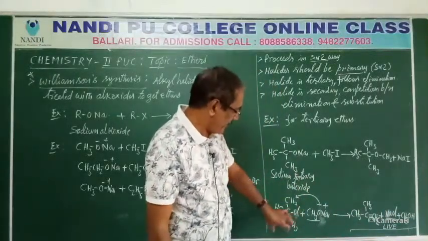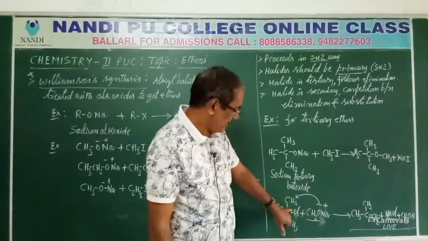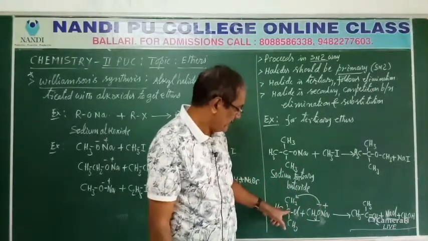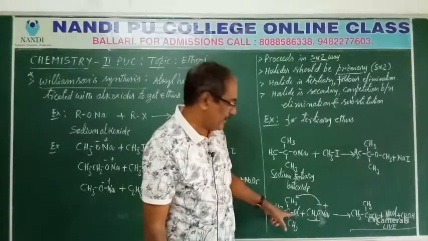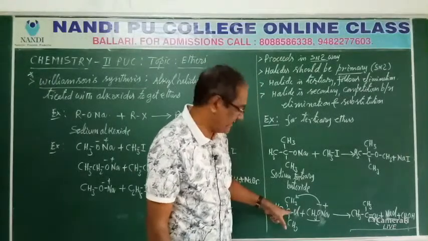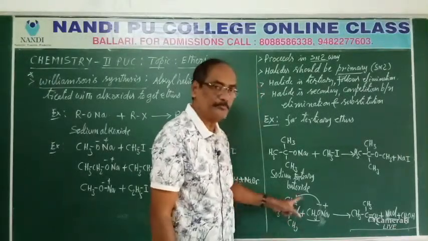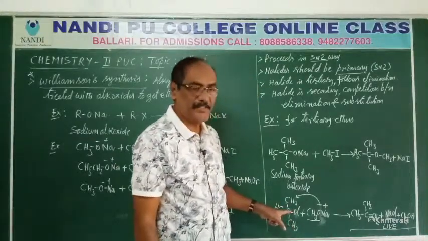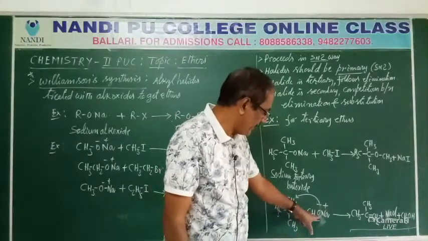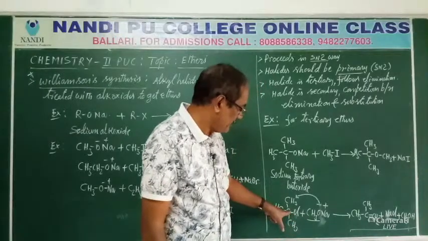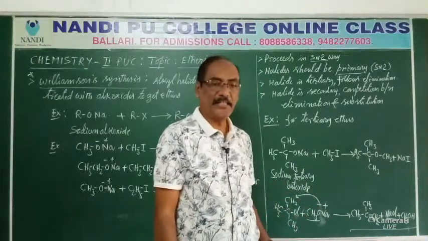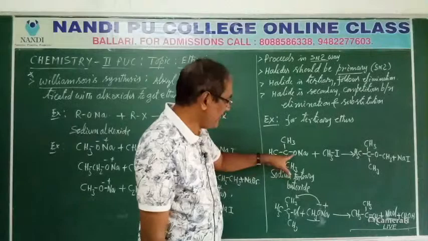So in this case, what you get is a carbocation. The approach of the methoxide ion to this electrophilic carbon is difficult because of steric factors, because this electrophilic carbon is surrounded by three methyl groups. Because of this steric effect, the nucleophile, methoxide ion, cannot approach the electrophilic carbon. So we won't get ether. But in the other case, what is there?